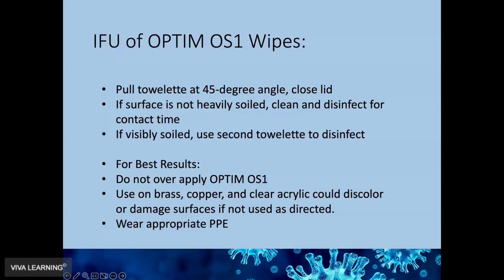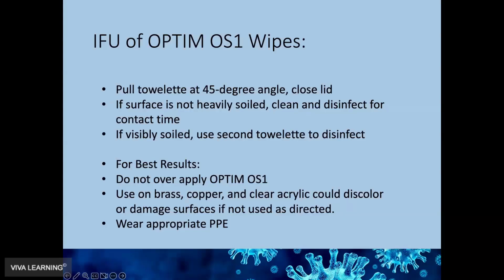Let's review what the instructions for use say on the Optima OS wipes. Number one, you're going to pull that towelette out of the canister at a 45-degree angle, not straight up, not straight off to the side, because you don't want to wipe off all of the disinfectant juice, if you will, that has clung onto that towelette. You want to pull it out and have it as saturated as possible. And notice the next morsel of instructions: close the lid.